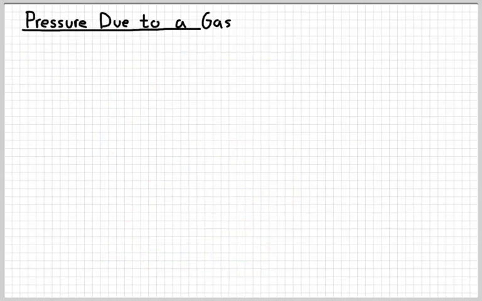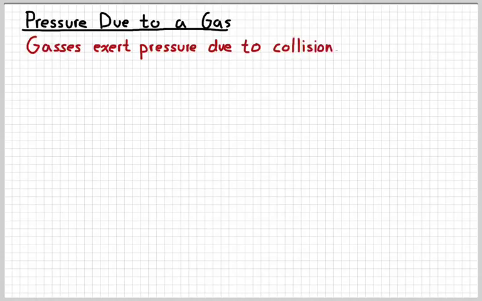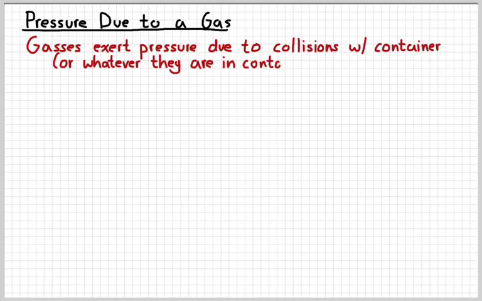Okay, so we kind of know what the velocity of the particles are doing. What we want to try to do next is use that to explain the pressure caused by a gas. Gases exert pressure on their container, or whatever they're in contact with, due to collisions with the sides. They're constantly moving, and so they're constantly running into whatever is trying to hold them in.